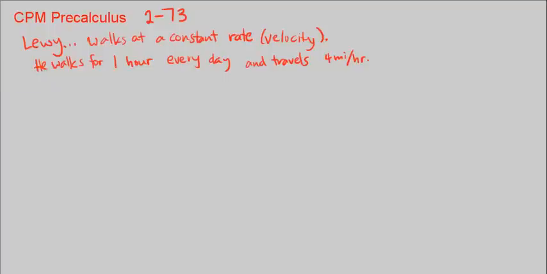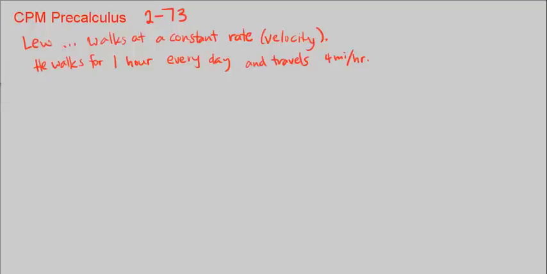This is CPM Precalculus, Chapter 2, number 73. So here we have Lou. Lou walks every day at lunch when he is working. So his name is Lou, not Louis. Sorry about that. All right.